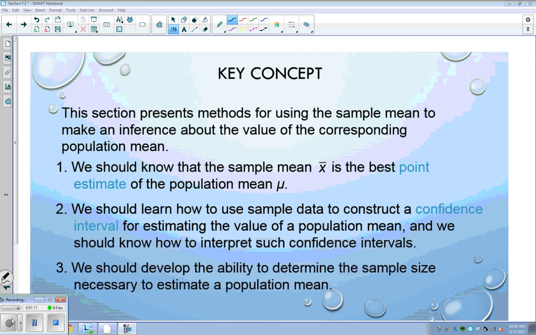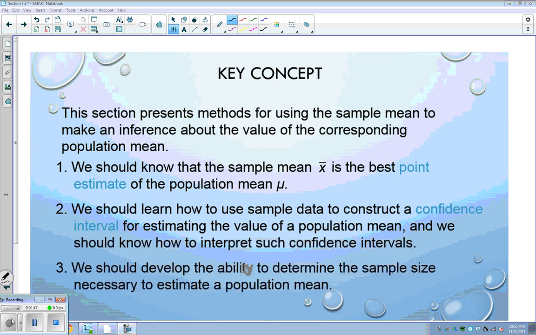mean, the population mean. So we're going to be taking a sample mean, and we're going to be making an inference about the value of the corresponding population mean. Before, we took the sample proportion and made an interval of whatever confidence, and that was the proportion of the population. Remember p hat and p. Now we're really doing the same thing, but it's about the mean. The mean of the population is what we're estimating from the sample mean.